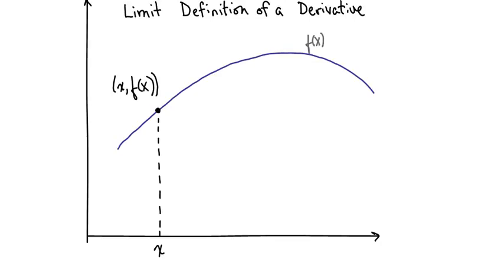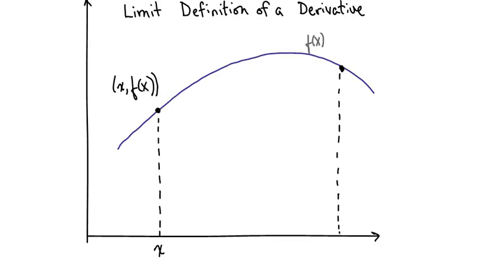Okay, so these are all things that we've worked with in algebra, algebra 2, pre-calculus. We're talking about a function, we're talking about a point, the graph of a function, a point on that function at a particular value of x.